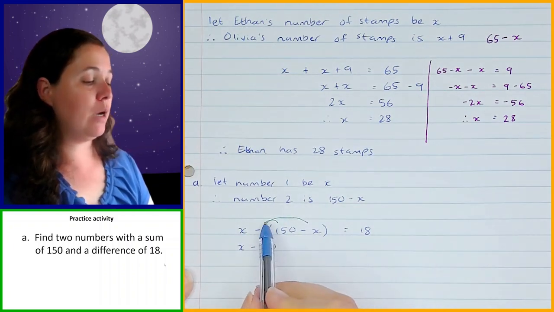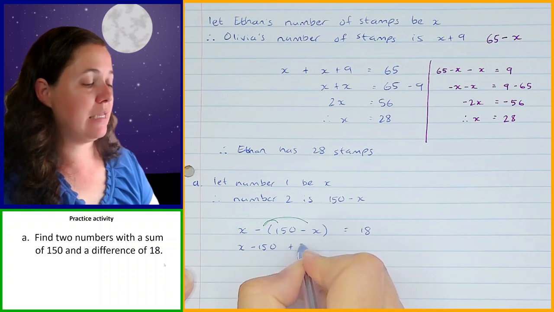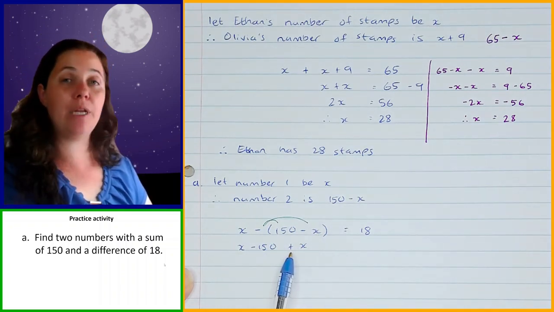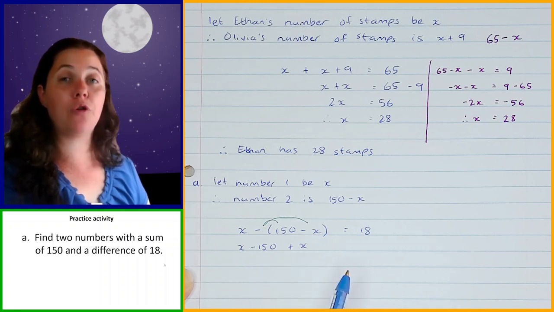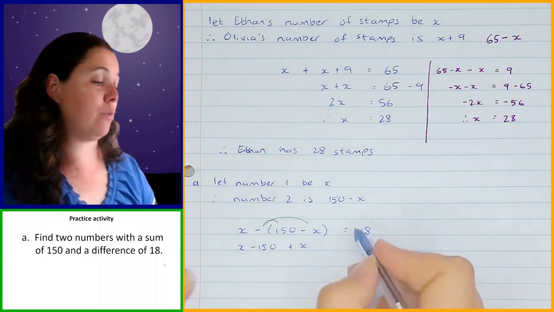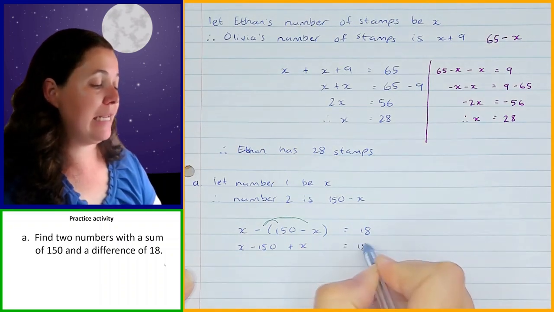And then negative 1 times negative x is plus x. So you see, if I didn't put the brackets here, this would not have been a plus, which means I would have got it wrong. So you need to be careful. You have to put the brackets there, otherwise you're going to have problems. Equals 18. And now I can solve.